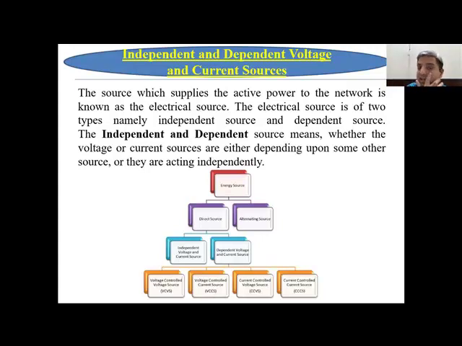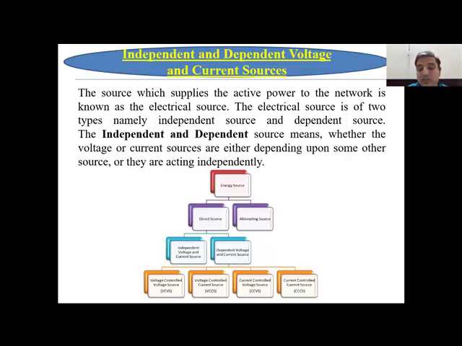So just now we have seen ideal and practical current and voltage sources, which are the independent voltage and current sources. Some other category of voltage and current source is also there, whose value is not fixed. That is called a dependent voltage and current source. So again, this dependent voltage and current source is divided into 4 categories. The first one is the VCVS, voltage controlled voltage source.